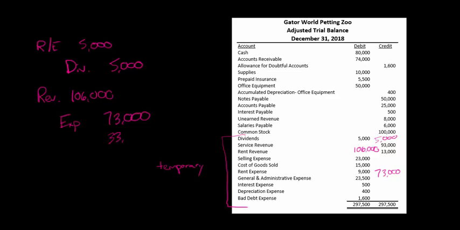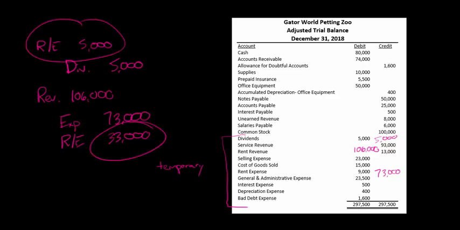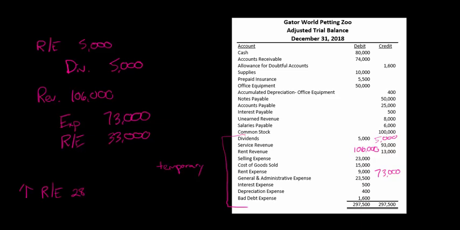And then to make this balance, we need a $33,000 credit, and so that's going to be retained earnings. So the ultimate effect is that retained earnings goes down $5,000, it goes up $33,000. So the net effect is an increase in retained earnings of $28,000. Retained earnings isn't mentioned here because the company just started up, so the beginning balance was zero. So the ending balance of retained earnings would just be $28,000.